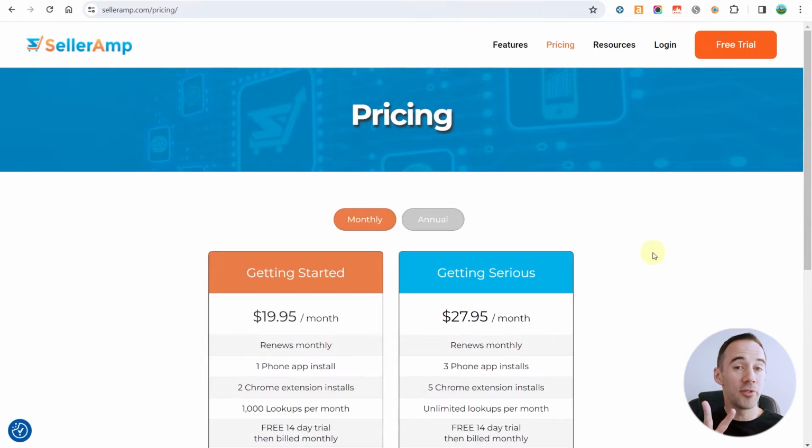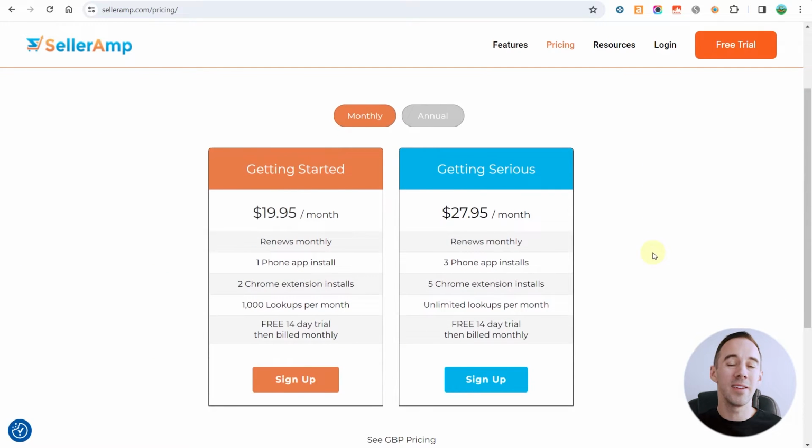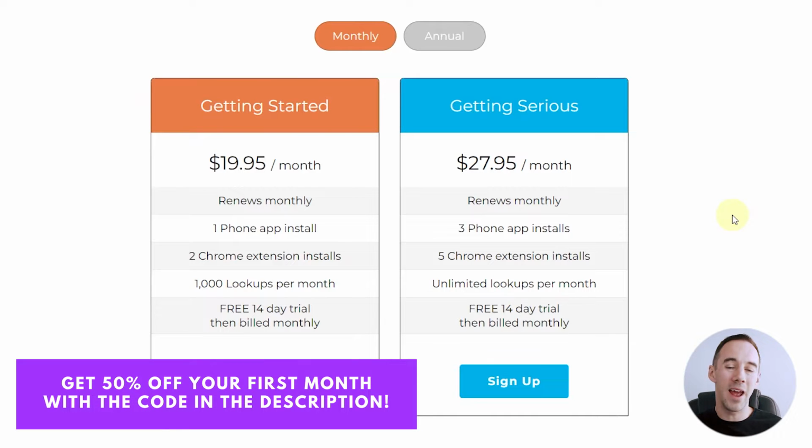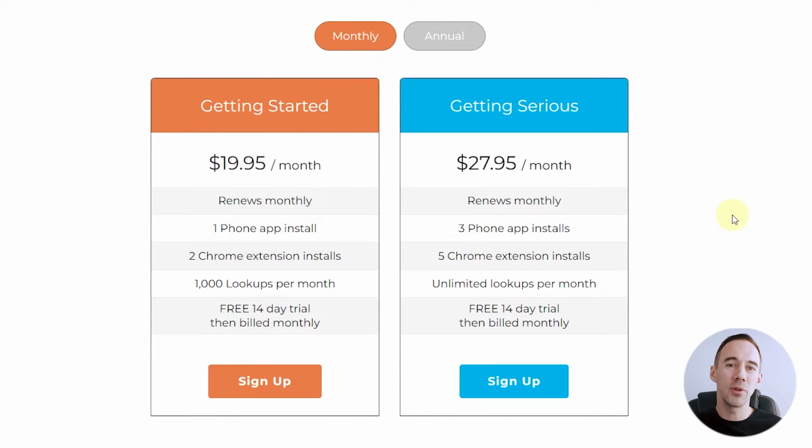Now, there are 2 options you can choose when you buy: getting started and getting serious. They have no limitations on the number of features available. It's really just the number of lookups you can do. If you are seriously getting started on Amazon, you probably want the getting serious plan. But if you're just testing the water, think about the getting started plan. Don't worry, you can upgrade at any point. It doesn't matter. And I'd always recommend doing the monthly as you get started because it lowers that cost straight away.